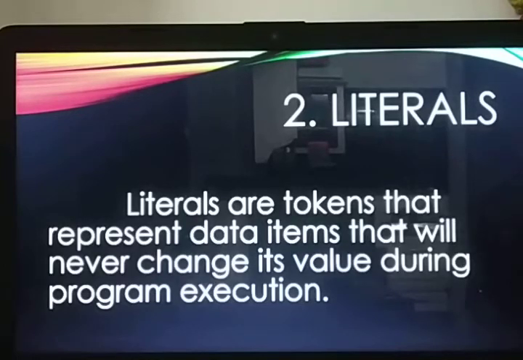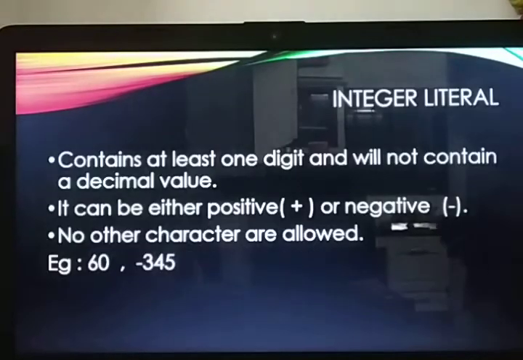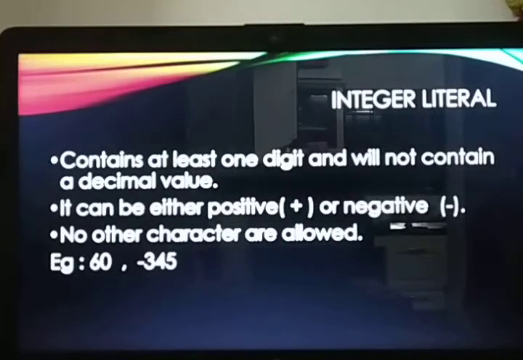Literals are tokens that represent data items that will never change their value. That is why they are known as constants. There are mainly 4 types of literals: integer literal, floating literal, character literal and string literal. Let us discuss them one by one. The first one is the integer literal.